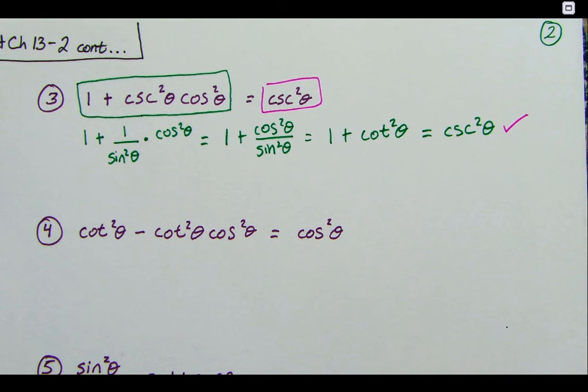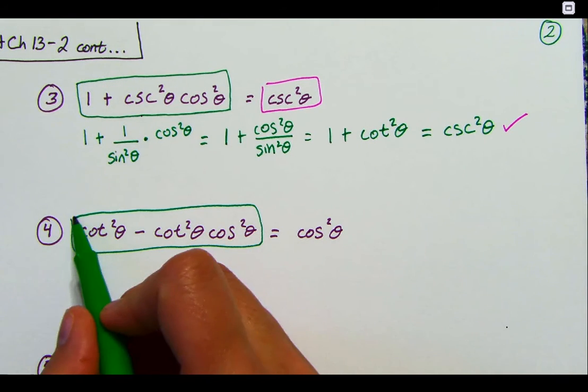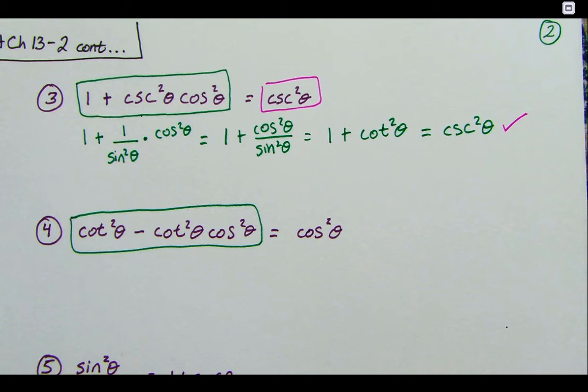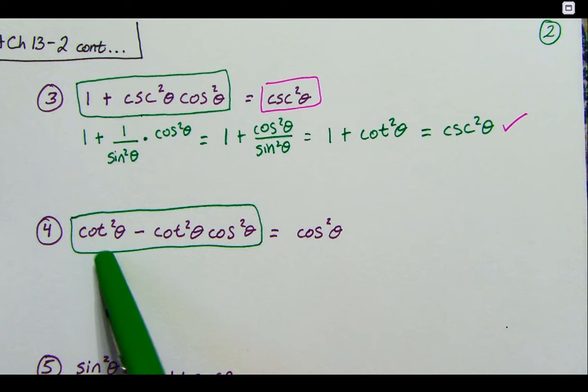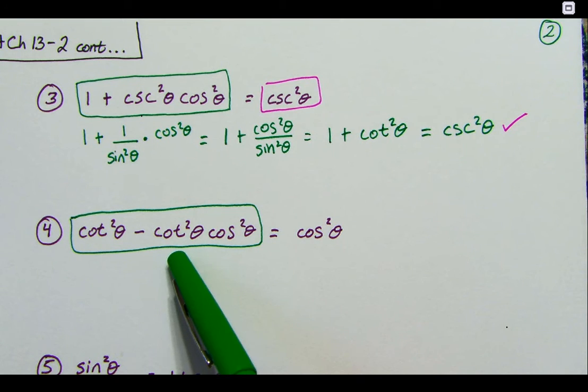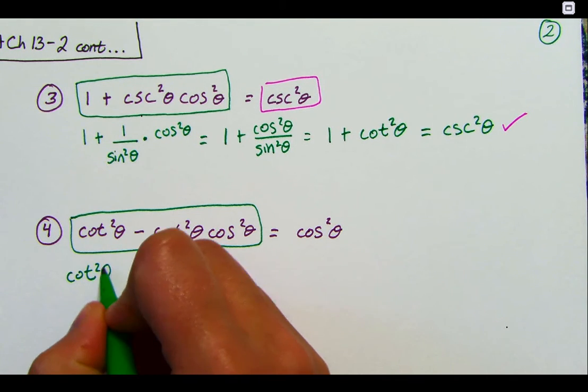Next one. So again, I'm going to start on this side. It's the more complicated side. And as I'm looking at this, I'm noticing that cotangent is in both of these terms, and I'm dealing with squares. So this is a case where I'm definitely going to want to try to factor. So I'm going to factor out cotangent squared theta from both.